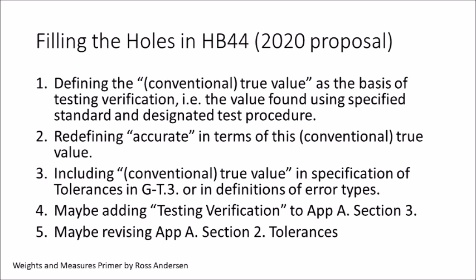I would like to fill the holes in Handbook 44, and that was my 2020 proposal, to define the conventional true value, and that's basically the value found using the specified standard and the designated test procedure. We need to redefine accurate in terms of this conventional true value, replacing the word standard. We need to include the term conventional true value in the specification of tolerances in GT3 or perhaps in the definition of the error types.